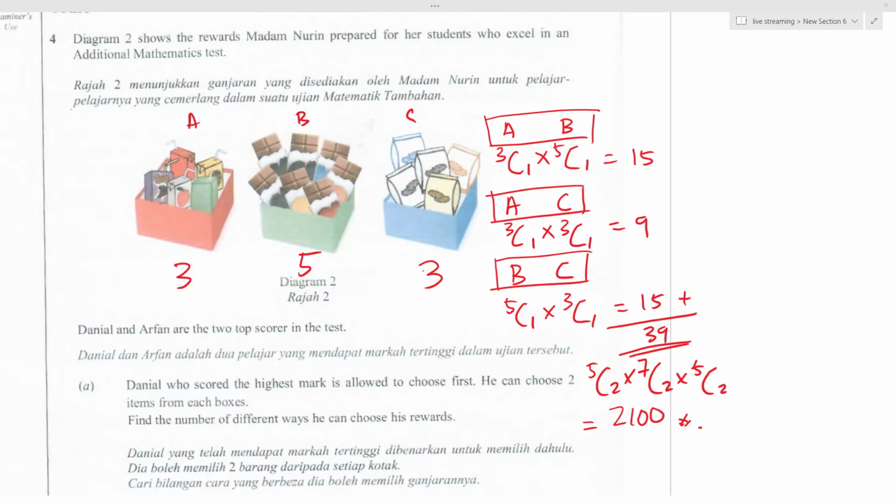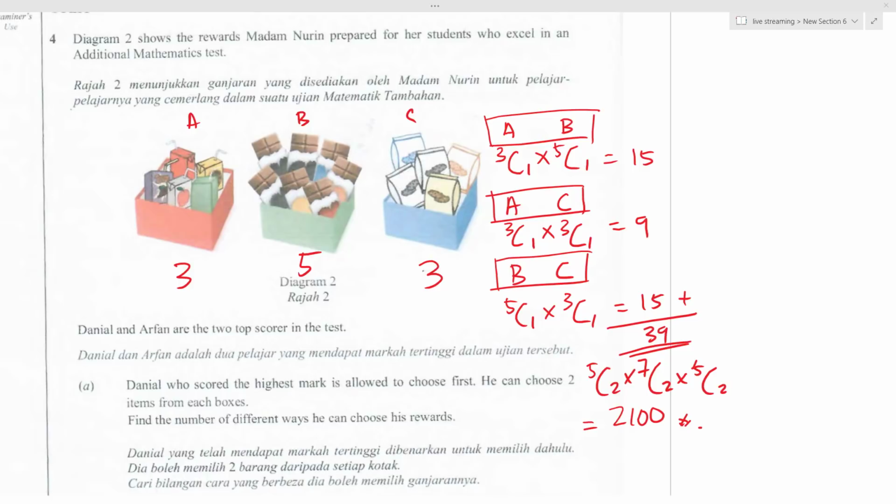Why can't you do 3C2? Because 3C2 is something like this: from 3 of them, you randomly choose 2. It's nice, but then you do not know which 2 you chose, because over here each of the different boxes has a different number of rewards. So if you do 3C2, it's quite hard to specify which box you want to take 1 from. So normally, in this kind of complicated case, I prefer to do it separately. I hope you can understand. If you don't understand, maybe you can ask me again.